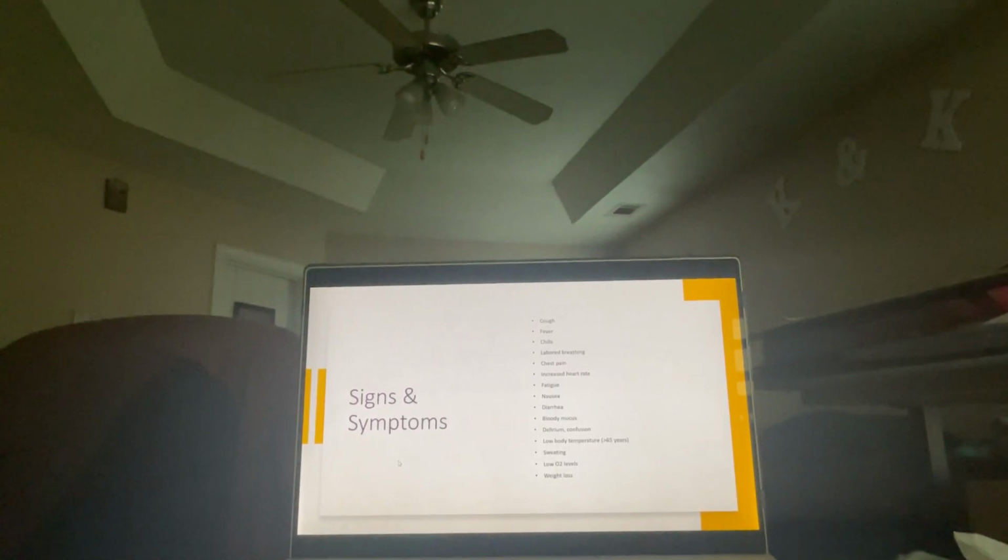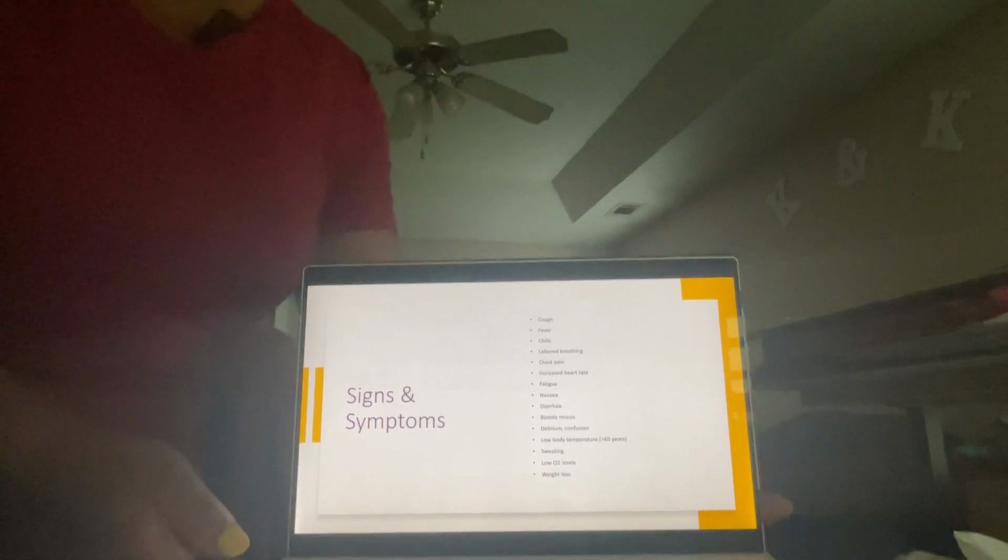Signs and symptoms include cough, fever, chills, labored breathing, chest pain, increased heart rate, fatigue, nausea, diarrhea, bloody mucus, delirium, confusion, low body temperature. And the low body temperature is usually for those older than 65 years old. Sweating, low oxygen levels, and weight loss.